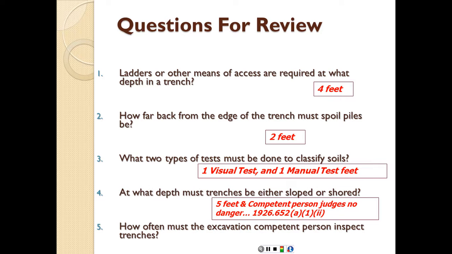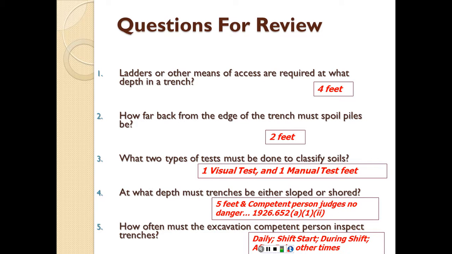How often must the excavation competent person inspect trenches? Remember, we talked about that with the different conditions that might affect the situation inside the trench. It must be inspected daily, at the shift start and during the shift, and at other times when the conditions might change, after rainstorms, for example, or earthquakes, or if heavy equipment is operating close by, and so on. So this is our review of subpart P related to excavation.